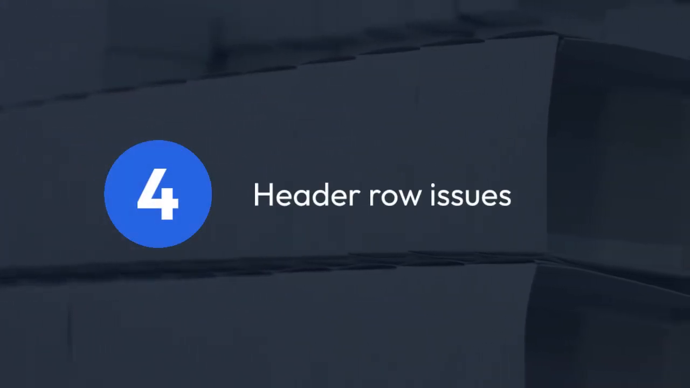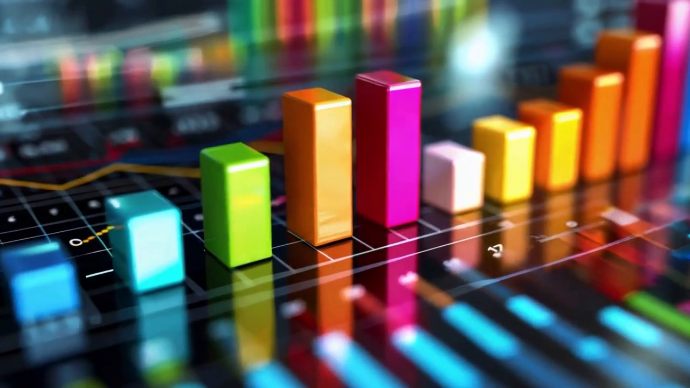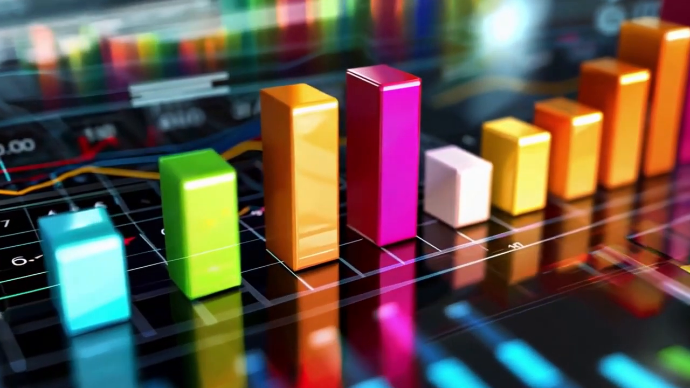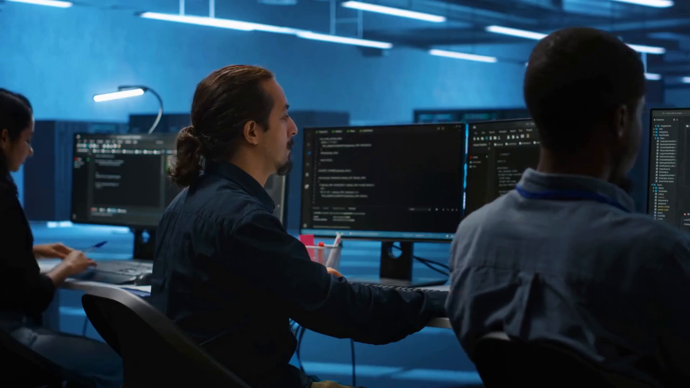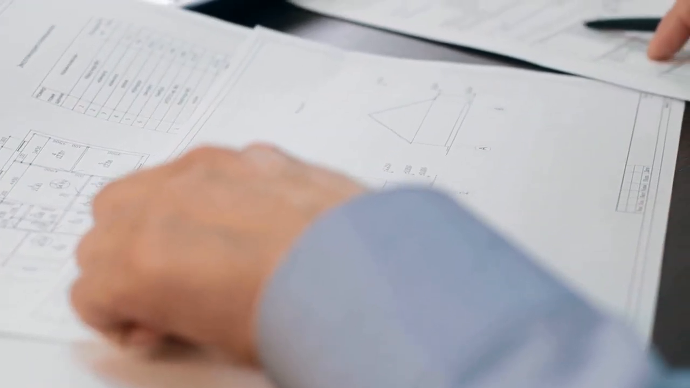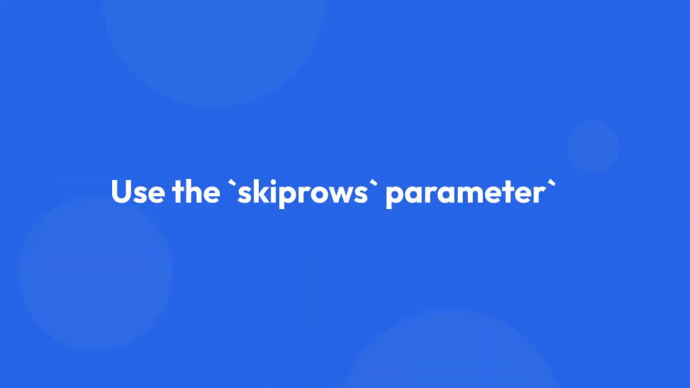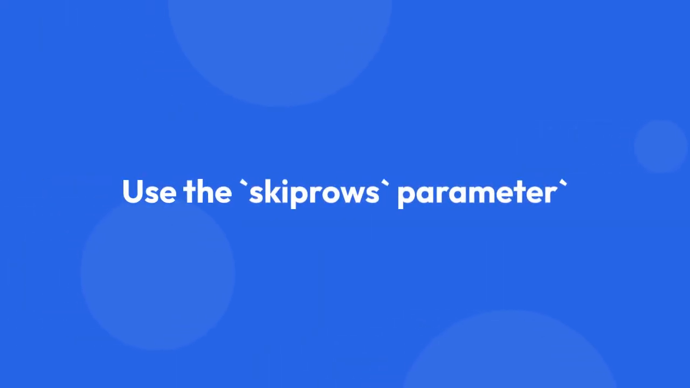4. Header row issues. Pandas, by default, assumes the first row of your file contains column headers. If your file doesn't have a header row, you need to tell Pandas this explicitly using the header=None argument in your read_csv function. Conversely, if you have a header row but Pandas isn't recognizing it, ensure that there are no extra spaces or formatting issues in that first row that might confuse Pandas. You might need to use the skiprows parameter if there are unnecessary rows at the beginning of the file.